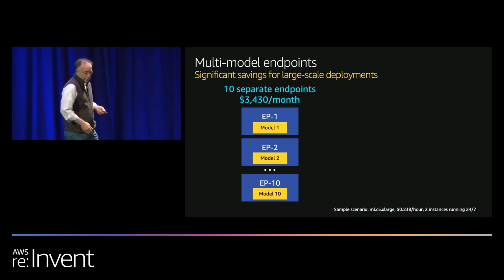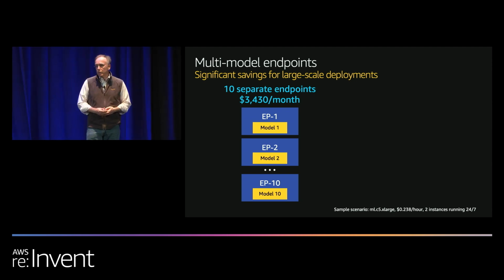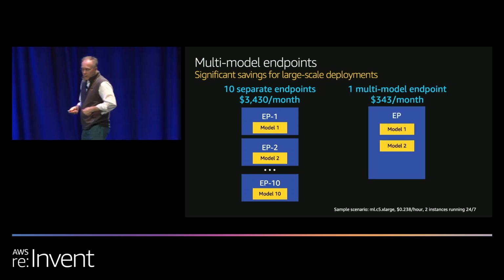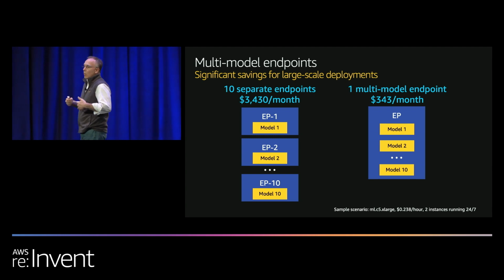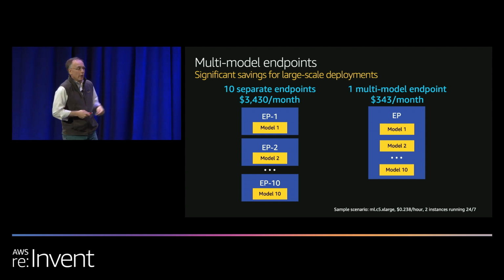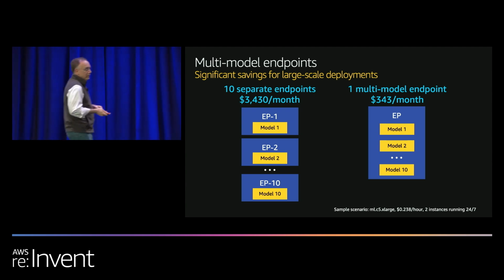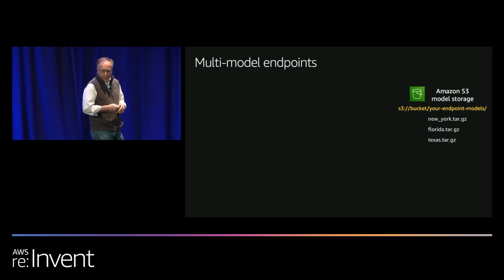So in this example, we've got 10 endpoints. That might cost you a few $1,000s a month. Multi-model endpoints from SageMaker lets you put these into one endpoint and just indicate which model you want to predict against. So in this case, it's down to a few $100s a month. And here's how it works.